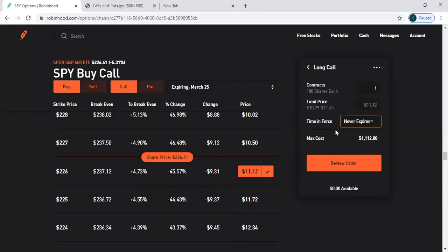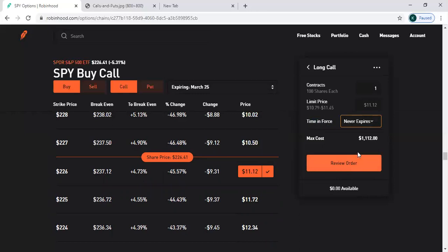Just because obviously if we're swinging, a swing trade is when you purchase something before the market closes and you want to basically hold it until the next day because you feel like it's going to move up if you purchase calls or move down if you purchase puts. So usually you want to put never expire for this one, and you're going to hit review order.